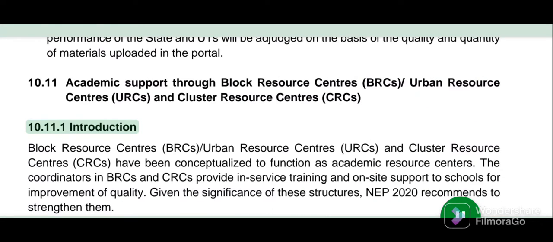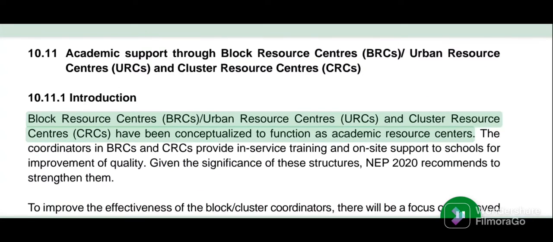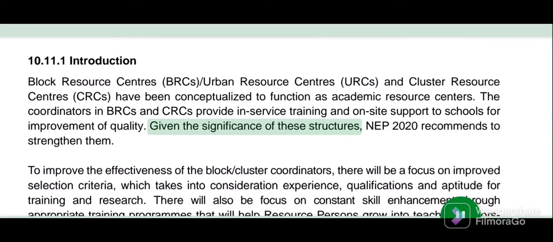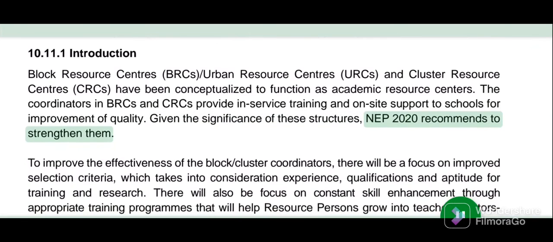10.11.1 Introduction. Block Resource Centers (BRCs), Urban Resource Centers (URCs) and Cluster Resource Centers (CRCs) have been conceptualized to function as academic resource centers. The coordinators in BRCs and CRCs provide in-service training and on-site support to schools for improvement of quality. Given the significance of these structures, NEP 2020 recommends to strengthen them.